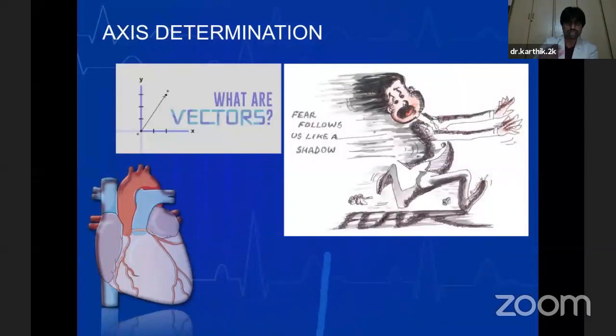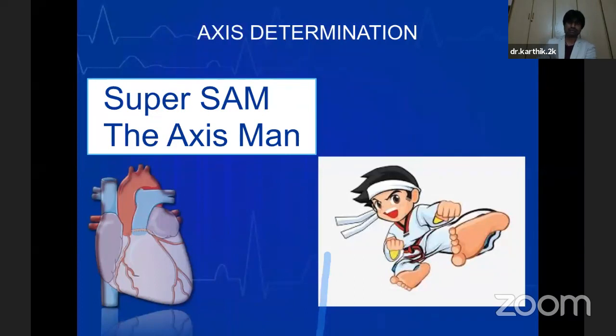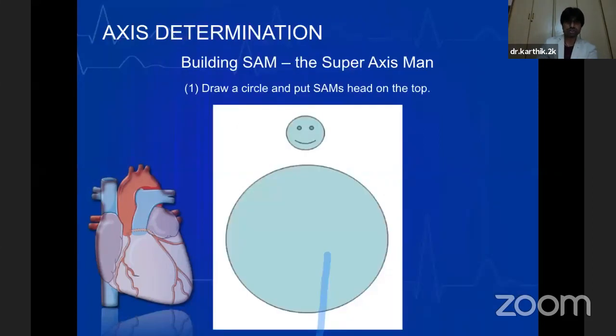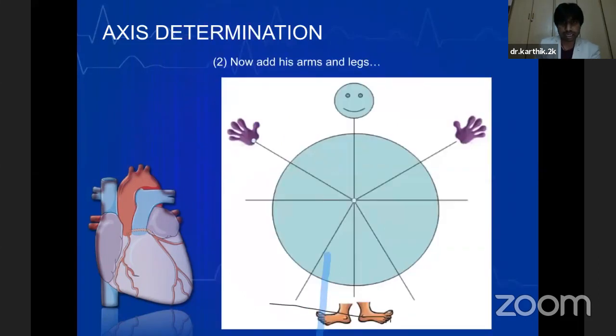Now this is the last method, Super SAM, the axis man method. This is more of a practical approach, maybe an amalgamation of all the techniques that we have discussed so far. You start building a Super SAM man, the super axis man. You have a circle with SAM's head on the top. Then you have the limbs, the upper limbs, which is lead AVL. You dissect the circle horizontally, that becomes the horizontal axis, lead 1. And the perpendicular axis becomes your lead AVF. Now you draw the legs, which become lead 3 and lead AVF.